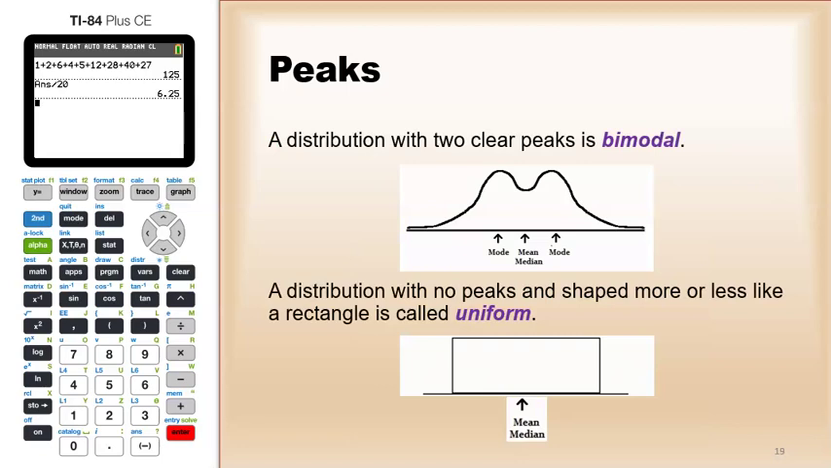When we have two modes, two peaks, we call that bimodal. So in this example, there are two different modes. The median still looks more or less evened out, left and right look about the same, so the mean and median are still in the middle, but you can see the modes are spread out. A distribution with no peaks and shaped more or less like a rectangle is called uniform. So there really isn't a mode to talk about, but in a uniform distribution, the mean and median are about the same.